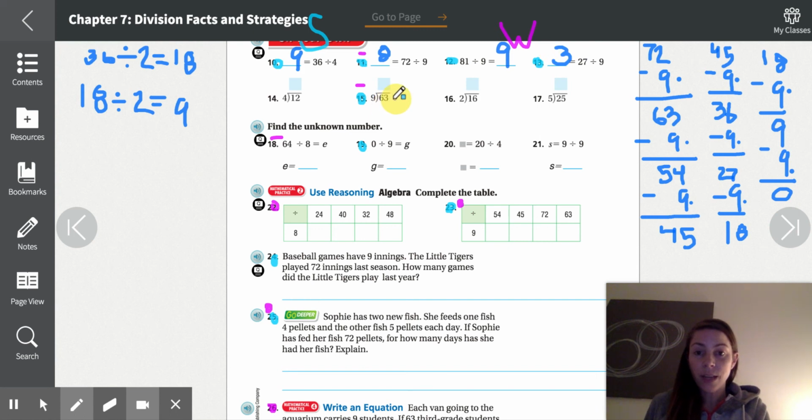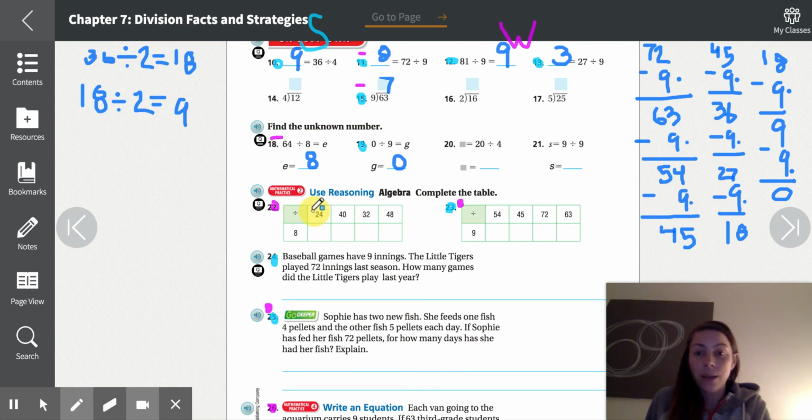Number 15, 63 divided by 9 is 7. Okay, again, you can use this strategy. You could have drawn circle groups. You could have used your multiplication facts. Okay, find the unknown number. So we're trying to find what E really equals. 64 divided by 8. If you use your multiplication facts, you know that equals 8. 8 times 8 is 64. 0 divided by 9, I see a 0 here. Whenever we have 0 fish, how many is going to go into each bowl? 0.